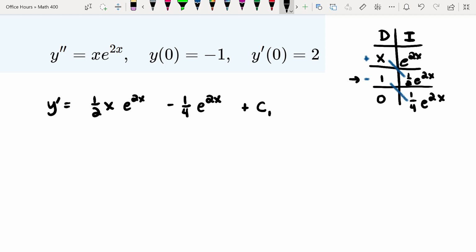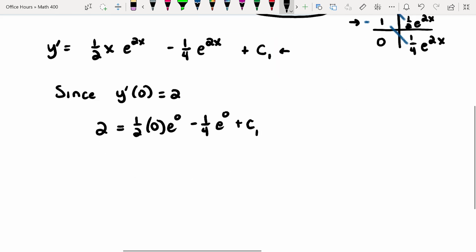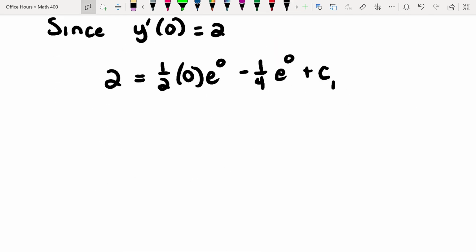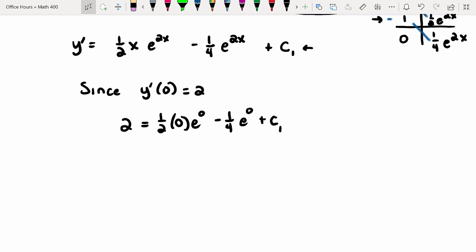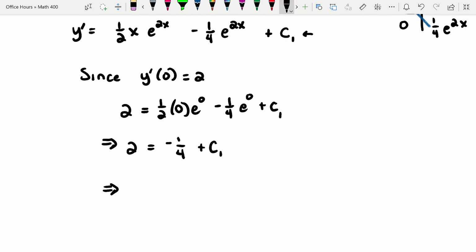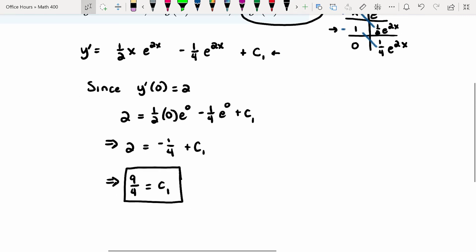However, if you happen to know that y prime of a value is equal to a value, that's part of our initial condition, you can go ahead and substitute that in right now to find out what C sub 1 is. So let's go ahead and do that. Now, obviously, I didn't have to write out 1/2 times 0, e to the 0th, and all that fun stuff. I'm just doing that so you know what I'm plugging in, right? I'm plugging zeros in for x's and the 2 in for y prime. And here we go. We find out that C sub 1 is equal to 9/4.